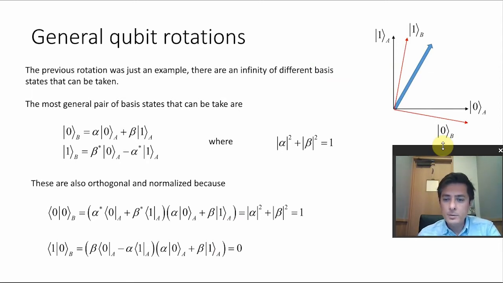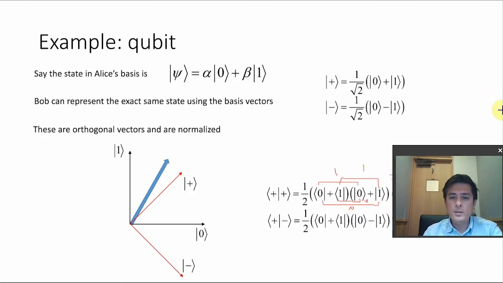Now, that was just basically an example. I more or less chose that transformation here. So this is Bob's choice of how to represent the state.